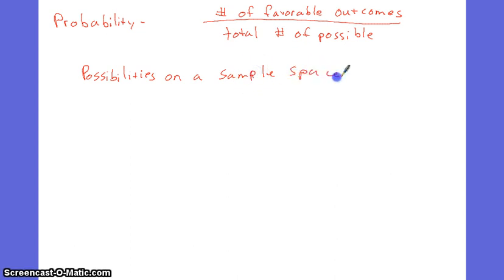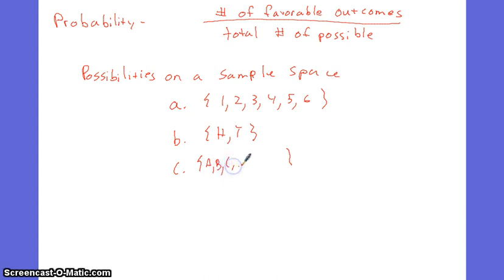Okay, so let's talk about sample space. If you roll a die, what's the sample space? Well, it's 1, 2, 3, 4, 5, 6, because that's how many possible outcomes there are. If you flip a coin, there's heads or tails. If you pick a letter from the alphabet, then it's going to be all 26 letters. You can write out all 26 letters, but I'm not going to do that.